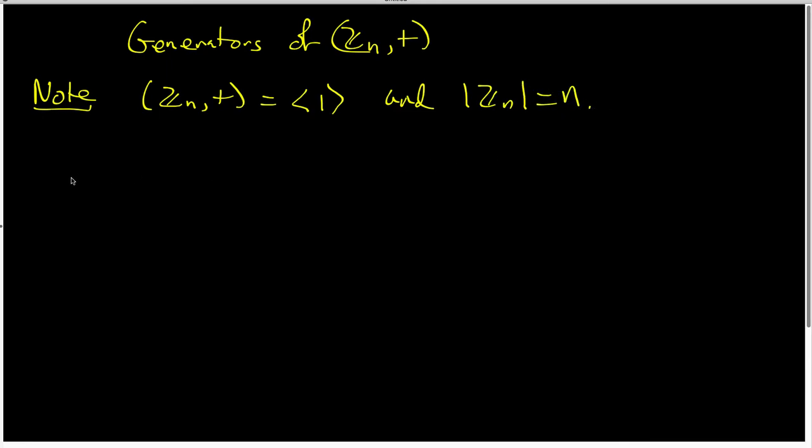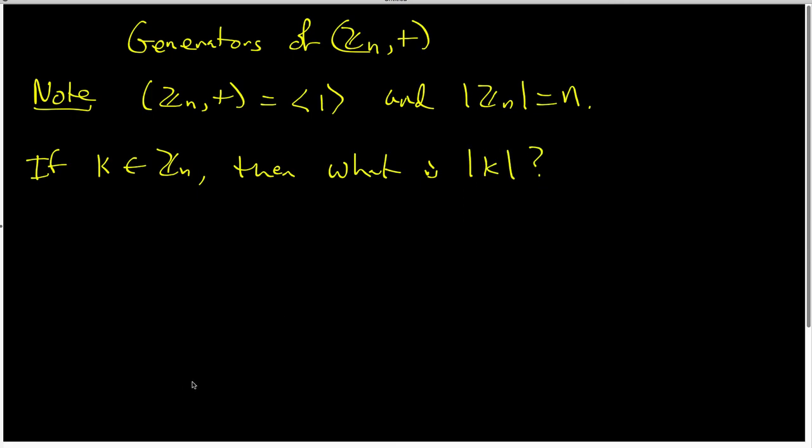So we can tell whether or not an element is a generator of Zn by simply looking at its order. And if its order is equal to n, then the element generates Zn. So I want to actually get at the answer of who generates Zn by a more general question. I want to think about this. If k is any element of Zn, then what is the order of k equal to?